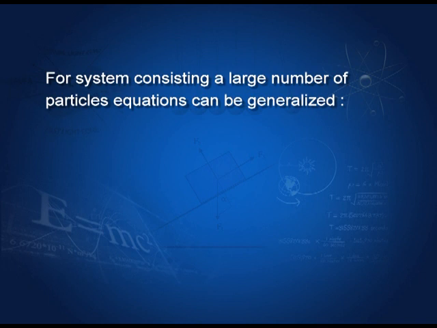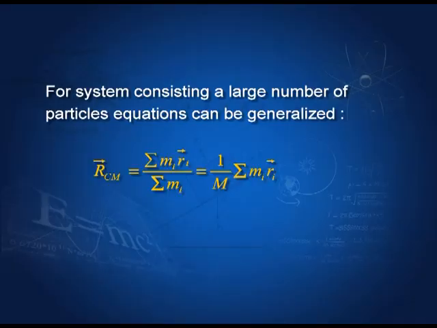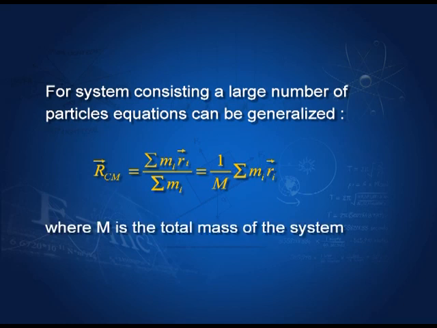For a system consisting of a large number of particles, this equation can be generalized. That is, the position vector of the center of mass RCM is equal to the sum of mi ri, that is m1 r1 plus m2 r2 plus m3 r3 plus m4 r4 and so on. So, sigma mi ri denotes the sum, divided by sigma mi, where mi are the masses of the particles, and since sigma mi is the total mass M, it becomes 1 by M times sigma mi ri vector. That is the position vector of the center of mass.